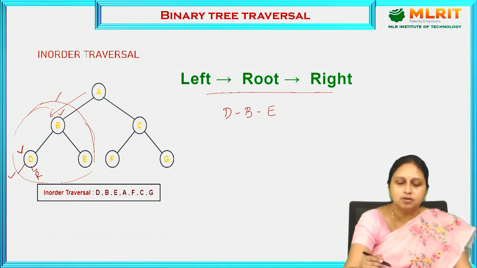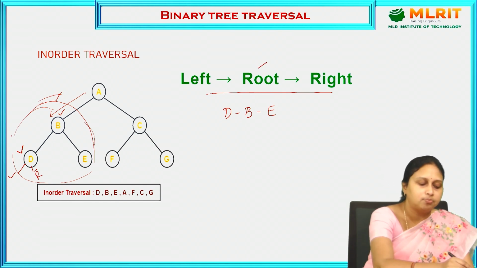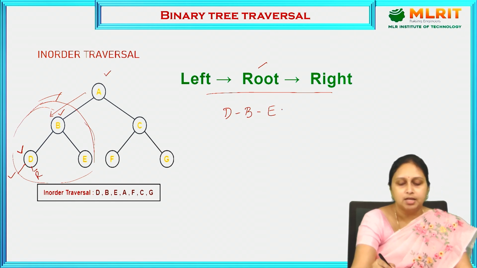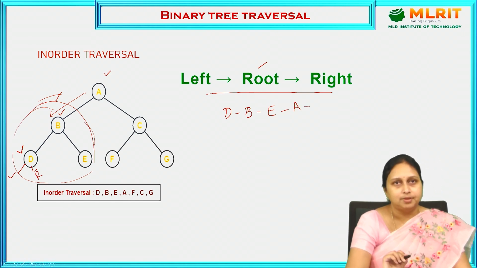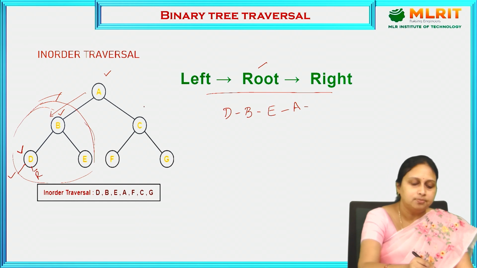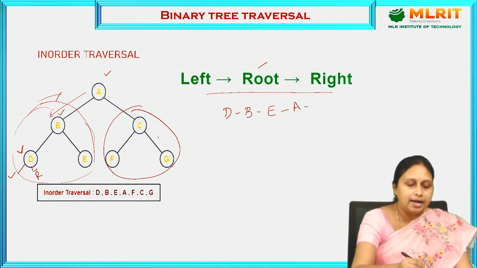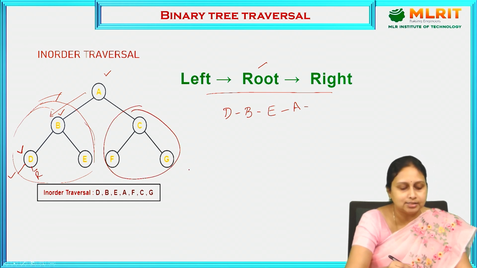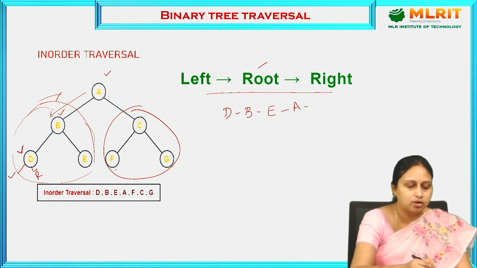Now I need to visit which node? A root node. This left subtree is completed. Now we need to visit the root node. A should be visited. And coming to the right subtree, this is my right subtree. I need to check whether there is any right subtree for these nodes, F and G.